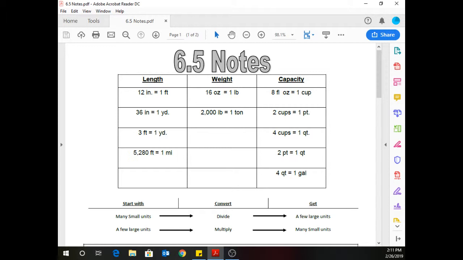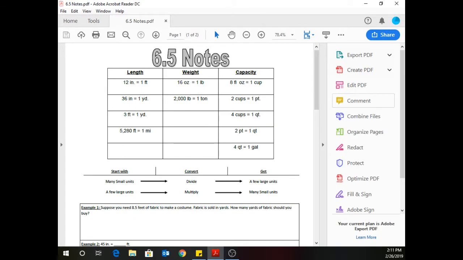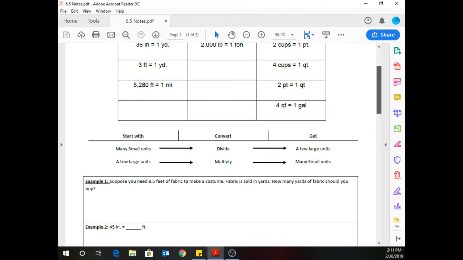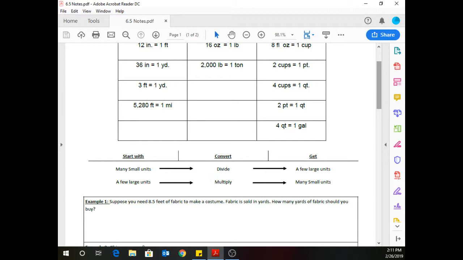You've probably heard someone say, oh, how many ounces are in a cup? The recipe tells me ounces. I need to know cups. So that's what we're going to look at today. This is the conversion chart that you're going to need to know.